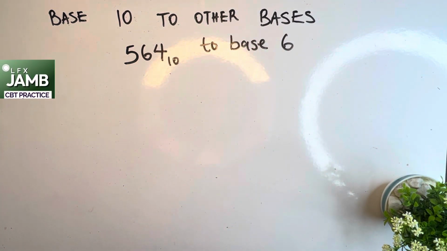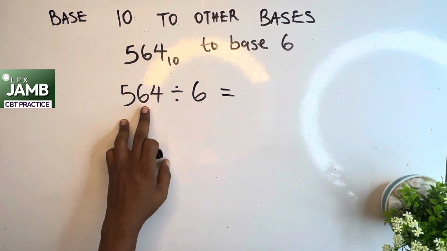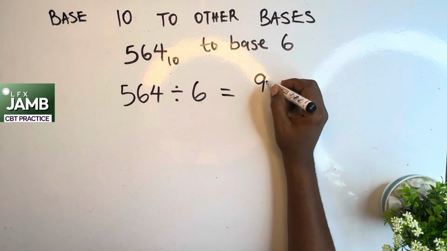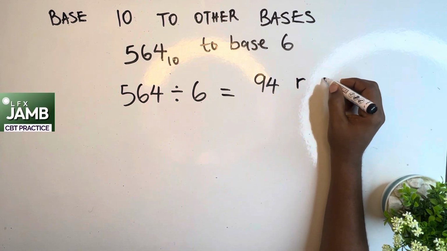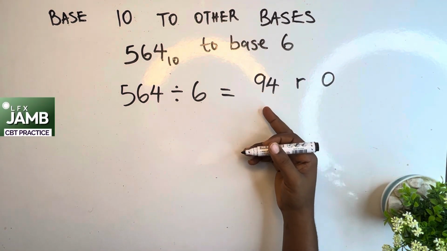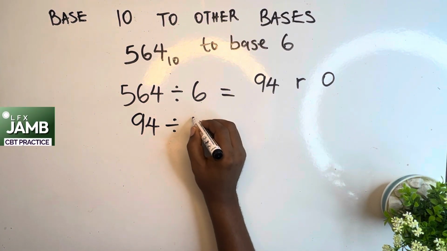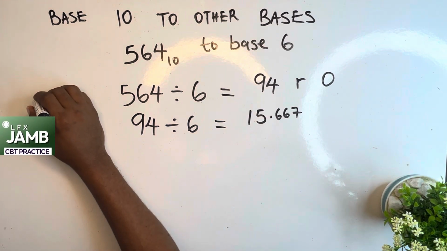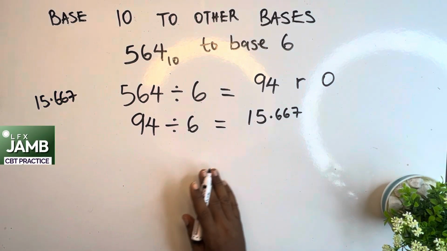So what we'll simply do is a continuous division. 564 divided by 6. If we punch that in our calculator, we're going to get 94. So it's going to have a 0 remainder. The next division is 94 divided by 6. Punching that in our calculator, we get 15.667. So it's actually 15.